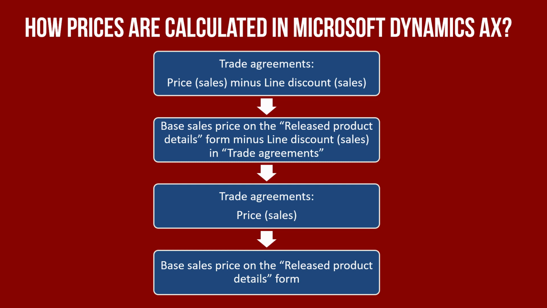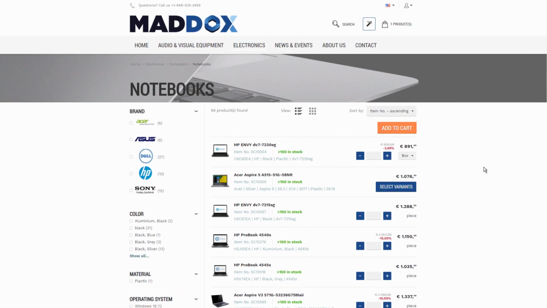Sauna does not have any influence on how prices are calculated. The default Microsoft Dynamics AX logic is used. In Sauna, you can only control which prices and discounts you want to show to your customers in the web store.